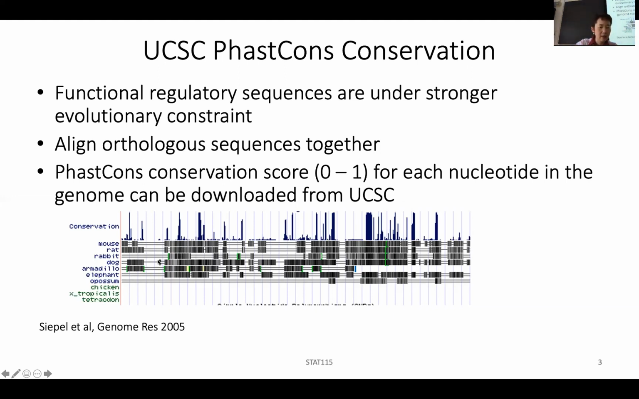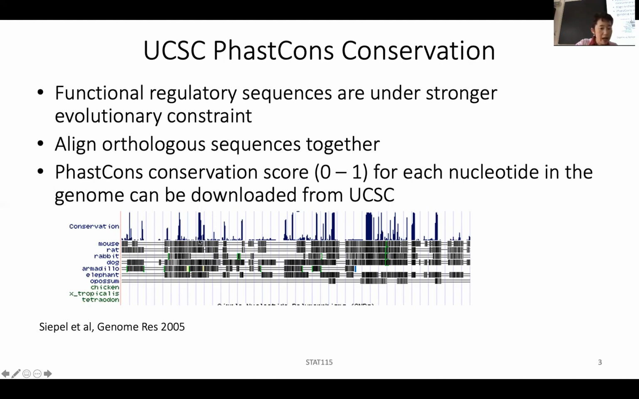And this is an example of some alignment. By the way, the main track is human, and then you are comparing with mouse, rat, rabbit, dog, and so on. So if there is a black mark here, it indicates that sequence is also present in mouse, and also how similar that is to the human sequence. Whereas in chicken and tetraodon, those sequences don't really appear. And so you can see there is a conservation score in here.